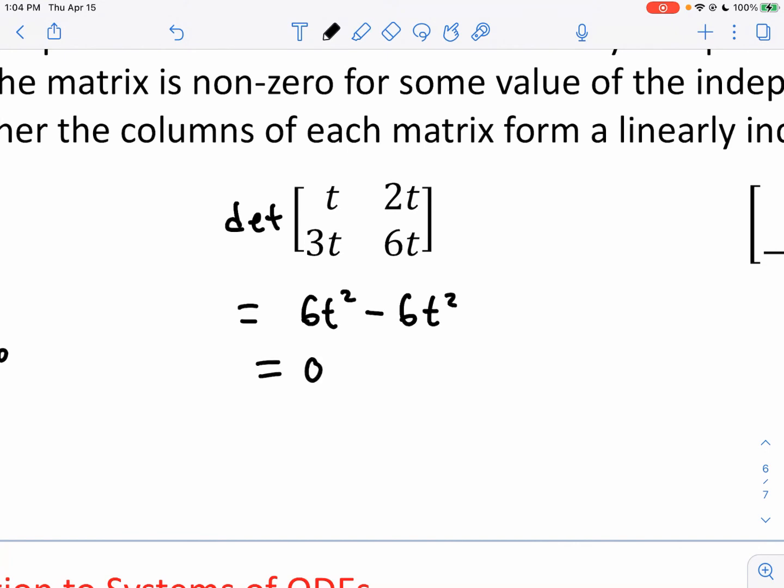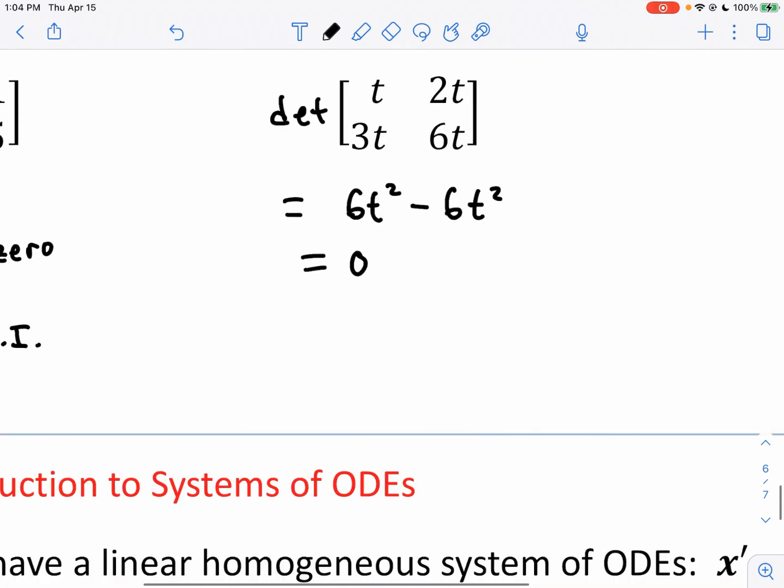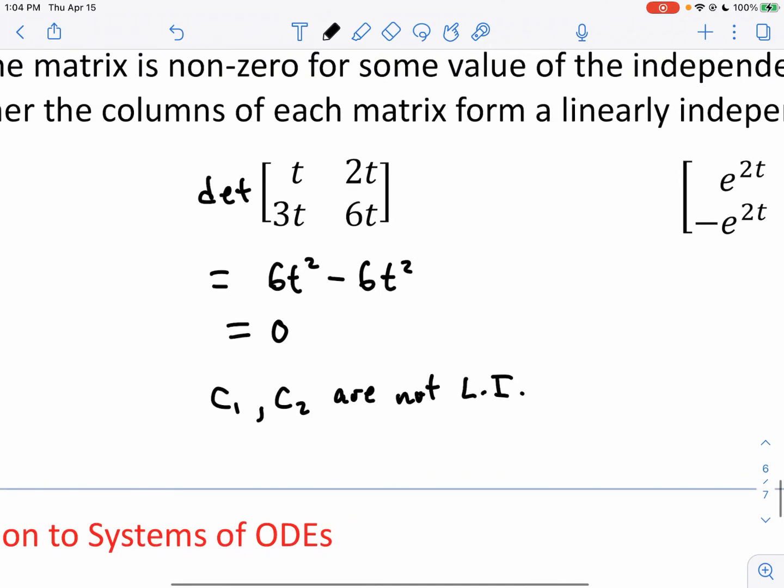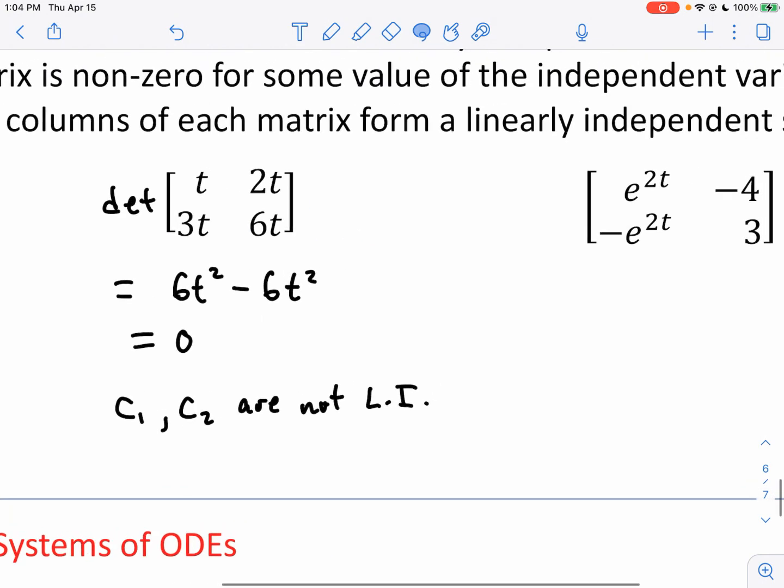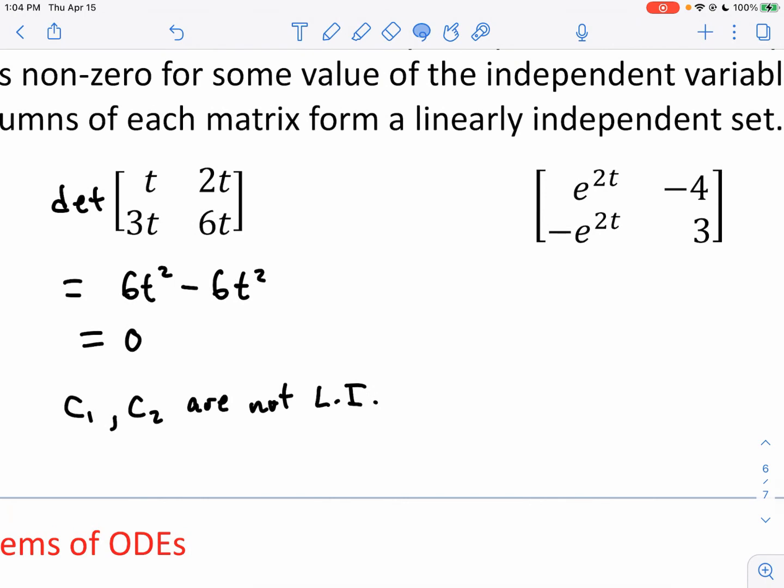And so we do get identically 0. No matter what t is, the determinant will be 0. So here, column 1 and column 2 are not linearly independent. There's a way to scale one column to make the other, in this case. If you double the first column, you will get the second column. Or if you have the second column, you'll get the first column.